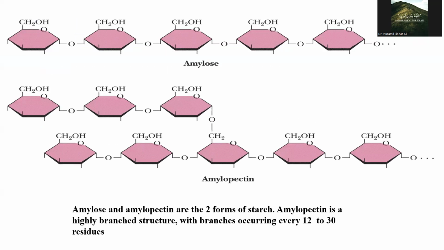As you can see on your screen, the amylose is basically an unbranched polymer of glucose linked by alpha 1,4 glycosidic bonds, and the amylopectin is a highly branched polymer with alpha 1,4 chains and alpha 1,6 branch points every 12 to 30 residues.